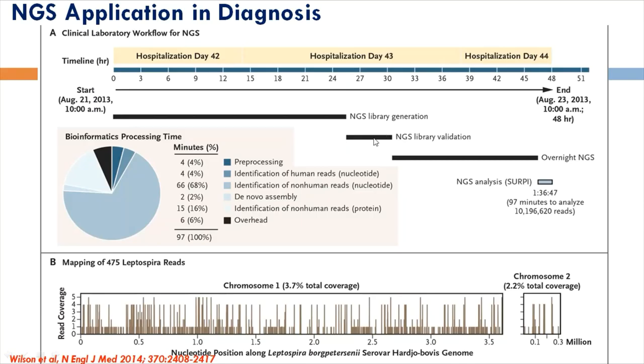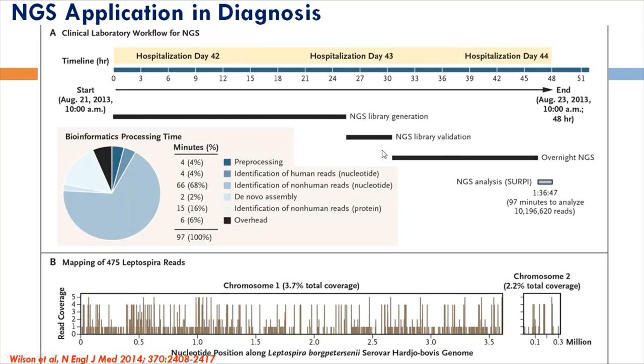So NGS library generation, right? The timeline is in hours here, in days here. You see, on the 42nd day they start doing this NGS experiment, on the 44th day they finish it and get the data, and by doing some preliminary phylogenetic and bioinformatics analysis on the data, it was identified that it was a new strain of Leptospira. So that was beautiful. Within a period of 2 days, the patient's disease has been diagnosed, which was not possible by means of conventional techniques. What is remarkable here is the bioinformatics analysis took only how many minutes? 97 minutes, right? They had a pipeline for that, but in short, it took 97 minutes. Everything else is experiment.